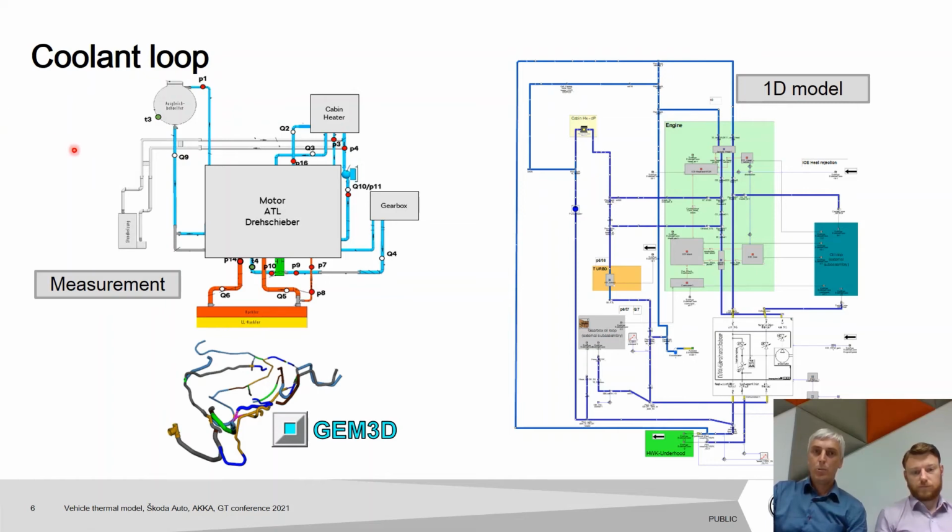The coolant loop, as it is complex, was measured with many sensors. We built up the 1D model using GEM3D to convert all the 3D pipes to a 1D model. Here you can see the detailed coolant loop. In the green area is the engine thermal model, and here you can see the electronic control valve which extends the thermostat function.